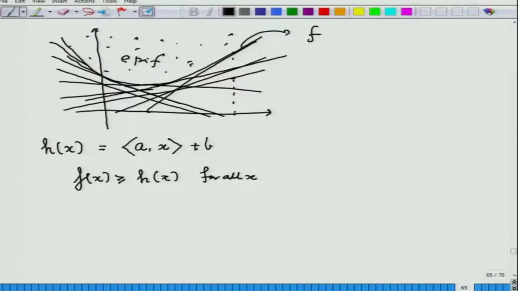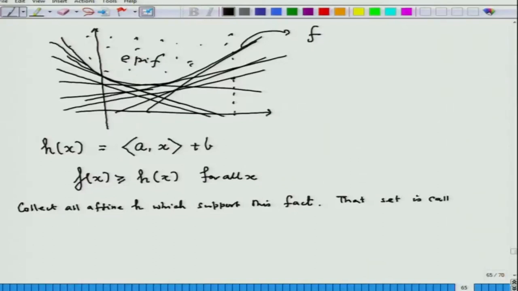So what I am trying to say is that you collect the set of all affine h which support this. That set is called the support set of f. It is a collection of all affine functions h which are majorized by f, or which minorize f, in the sense that f is always bigger.